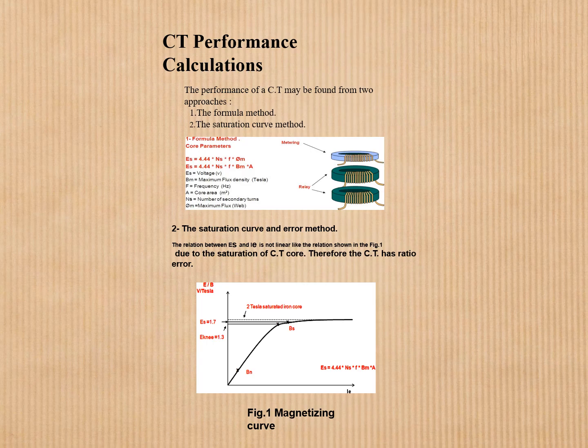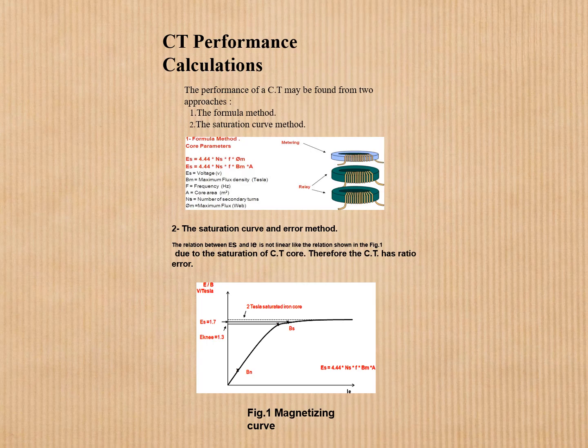Es equals voltage V, Bm equals maximum flux density in Tesla, F equals frequency in Hz, A equals core area in m², Ns equals number of secondary turns, and Φm equals maximum flux in Weber.